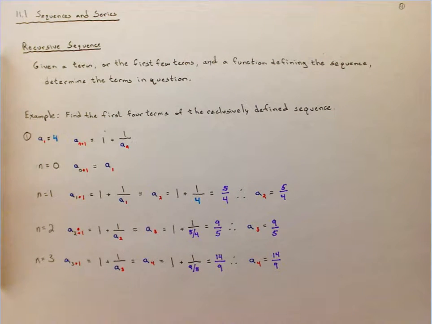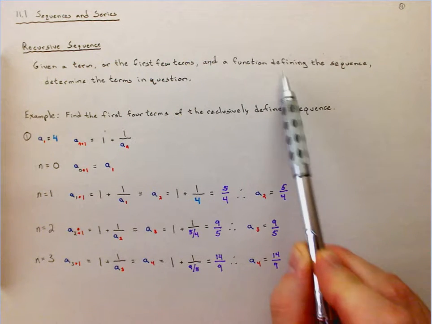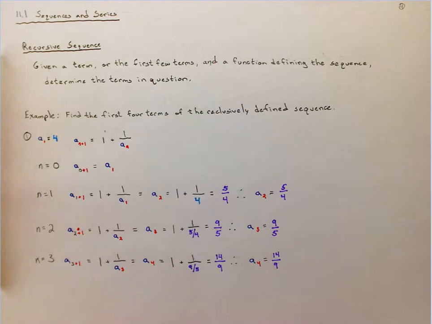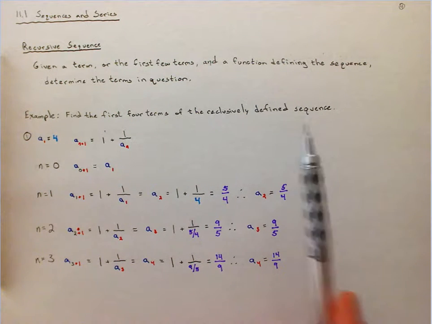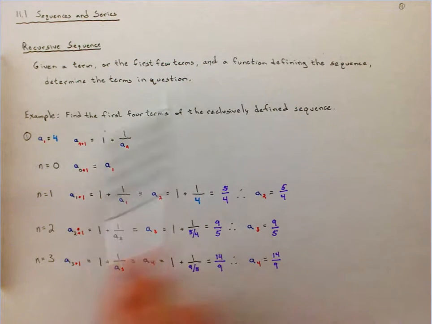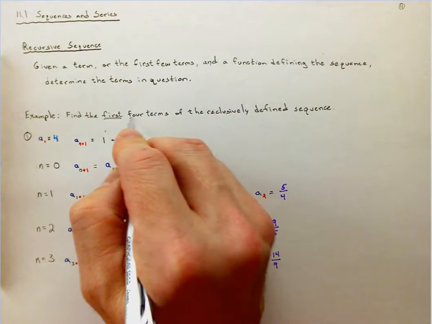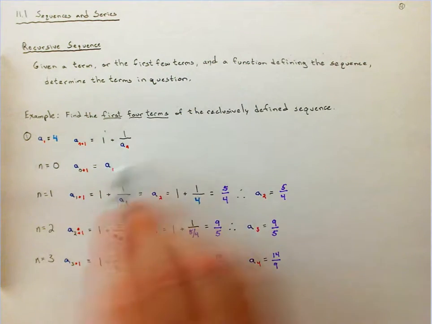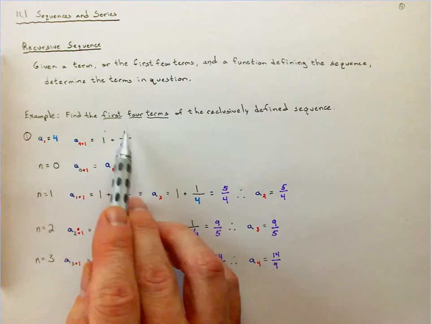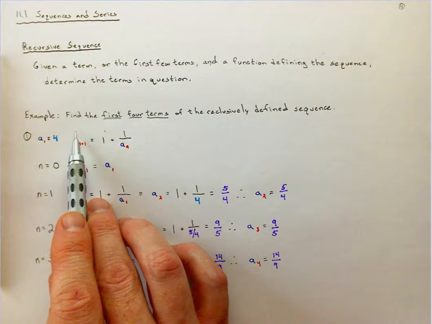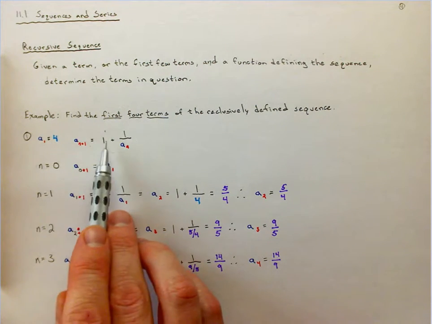A recursive sequence: given a term, or the first few terms, and a function defining the sequence, determine the terms in question. Our example says find the first four terms of the recursively defined sequence. That's determining the terms in question. There is my function defining the sequence, right here. And I was given a term, my first term, a sub 1. So I can use this information to find my other terms.